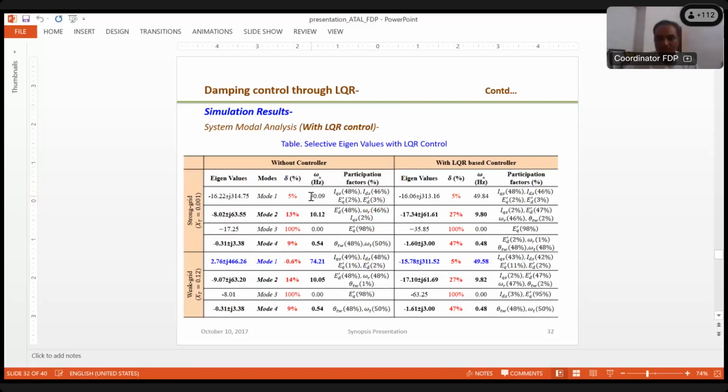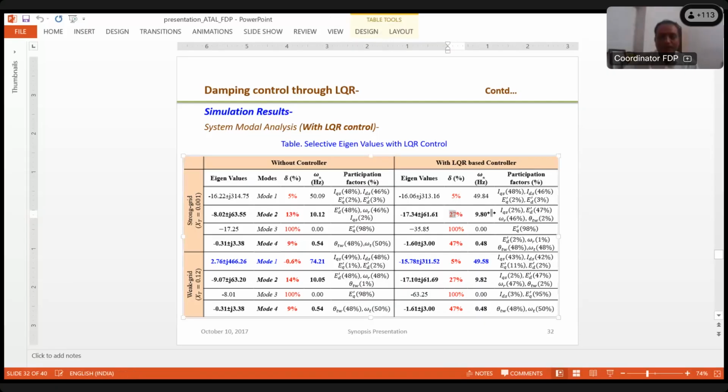It can be seen that some of the dominant modes, like mode 2, were at 13%. When we add this state feedback control, the optimal control, the linear quadratic regulator, it makes double the damping, so it is improving the damping. Similarly, for the lower frequency mode, it goes from 9% to 47%.